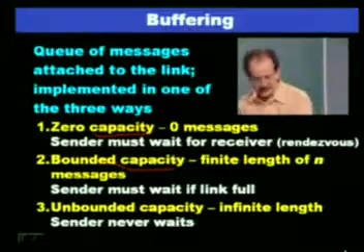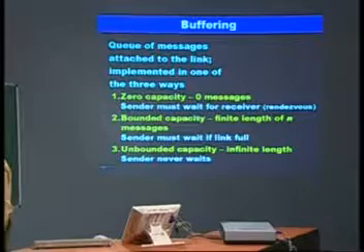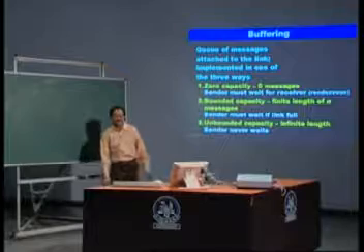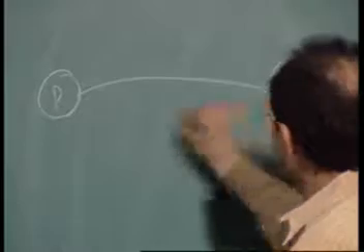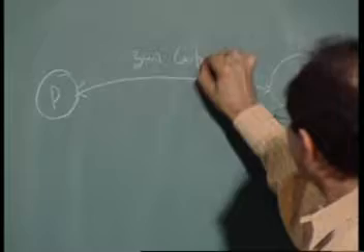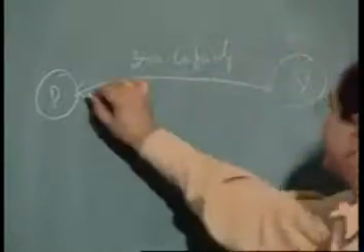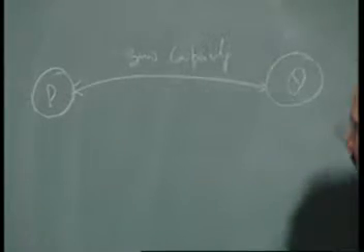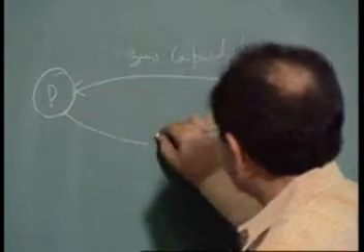So, this is how my buffer will look. Let us say I have a process P and a process Q. In case it is a zero capacity buffer, it goes straight from here to here. So, this is what we call zero capacity. The moment P wants to send a message to Q, till the time it is received, it cannot send any other message.